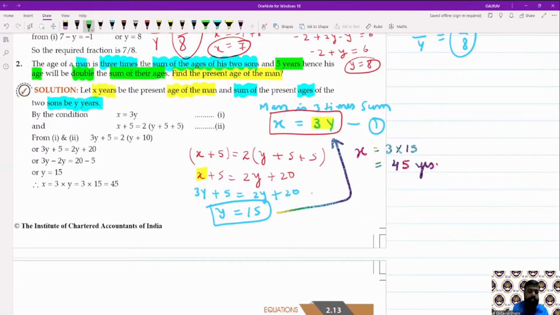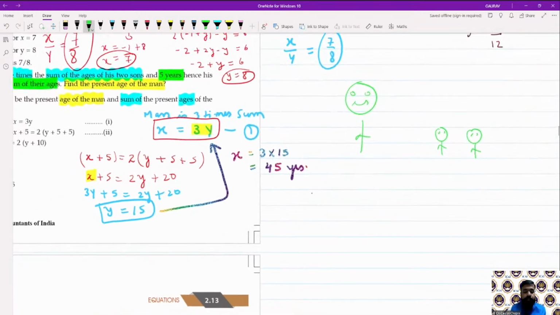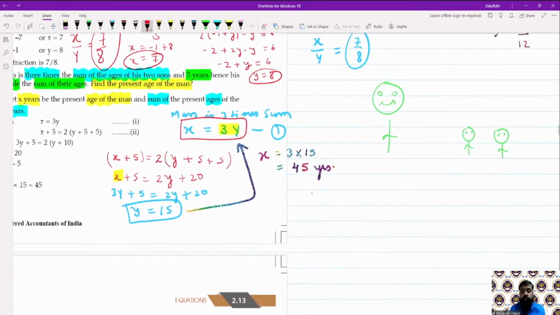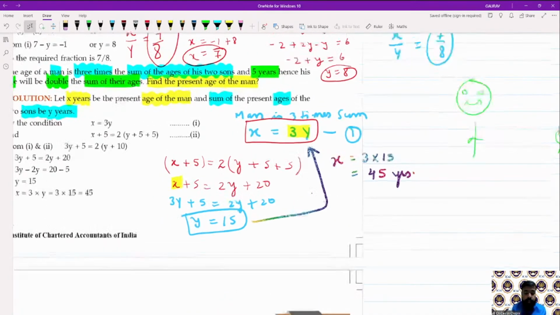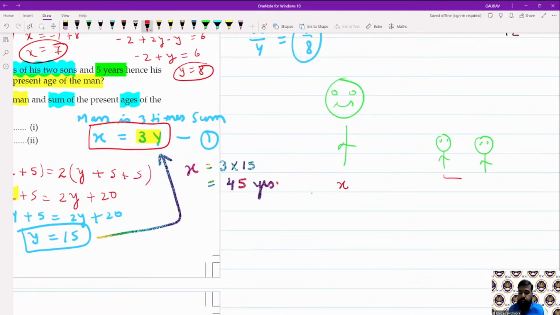See, there was one condition that there is a man and his two sons. So let's say this is a man and these are the two sons. Now, the condition is that if we see the age of man and age of his two sons, there is a gap of 3 times. Like if the age of man is X, sum of these two children is Y, then this man is 3 times as compared to the sum of these two.